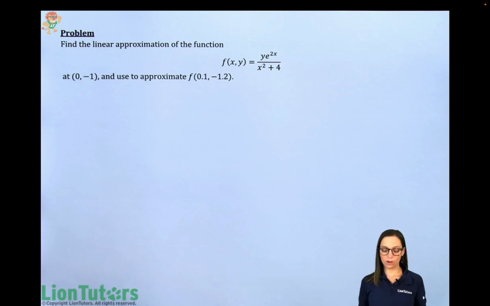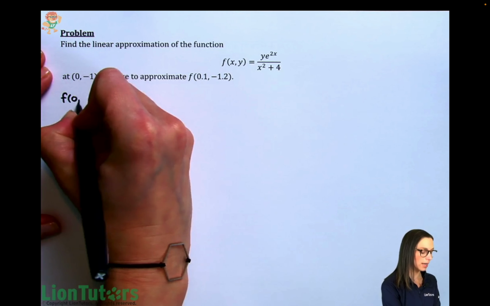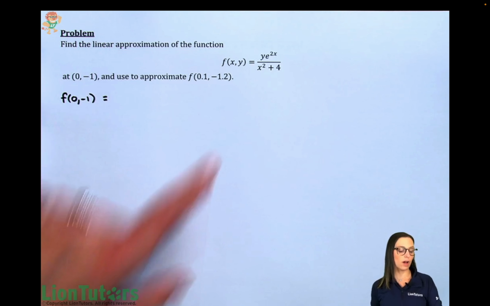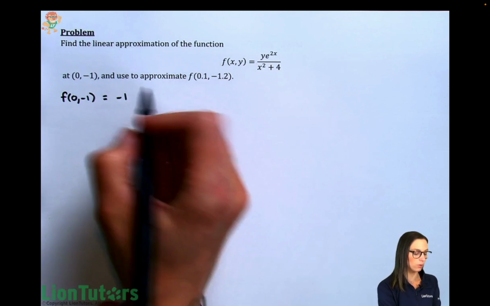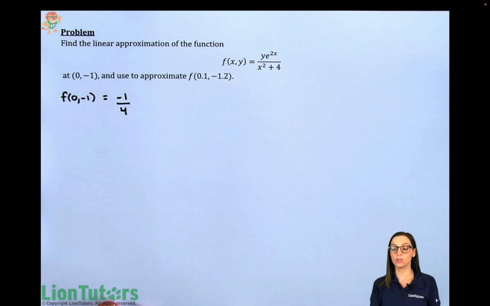The first thing that we want to find is f of 0, negative 1 by plugging in a 0 for x and a negative 1 for y into our function. So that's going to give us negative 1 times e to the 0, which is 1, over 0 squared plus 4, so negative 1/4, right? And now what we need to do is find our partial derivatives with respect to x and with respect to y.